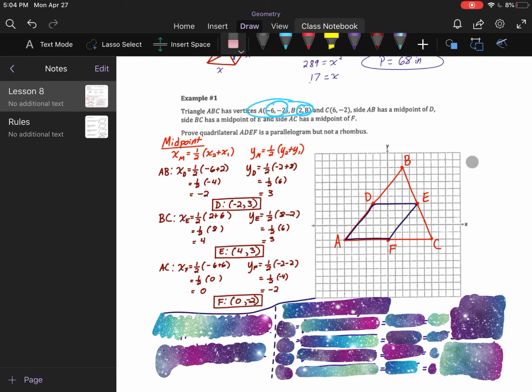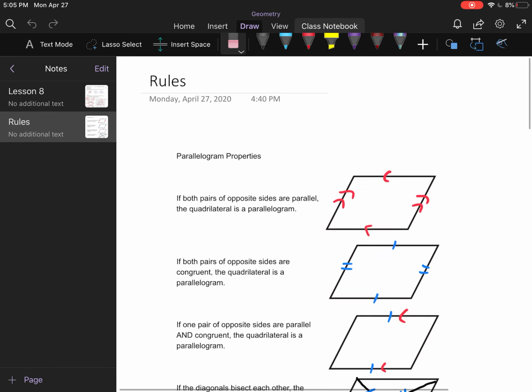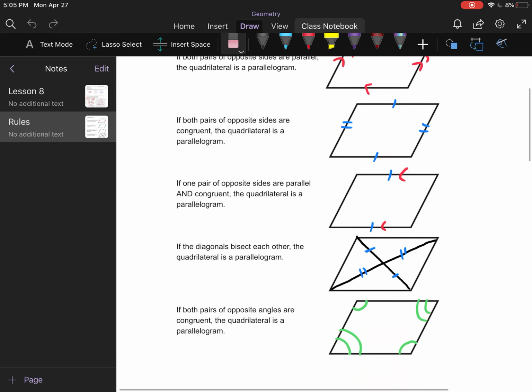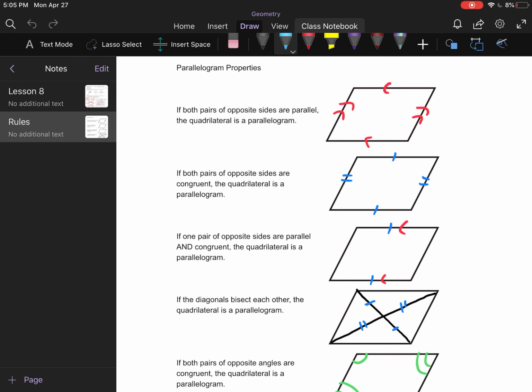Okay, so it says that we want to prove that that shape that we made, the quadrilateral ADEF, is a parallelogram but not a rhombus. So first we're going to prove it's a parallelogram. Okay, so a parallelogram is going to be a quadrilateral where the opposite sides will all be congruent. Okay, there's lots of different ways you can say that or prove that. And there's more than one way to prove something's a parallelogram. You could do all of these. But the one that I'm choosing to do here is this one.